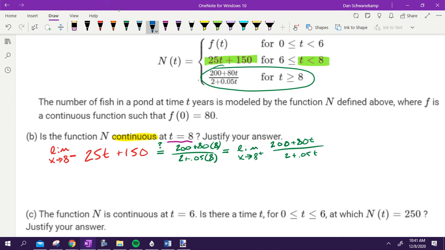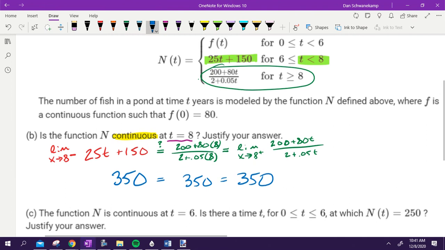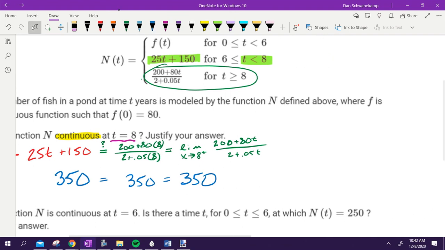How do I find the limit from the left? Plug in. I take 8, I plug it in. 25 times 8 is 200. 200 plus 150 is 350. Anybody plug 8 into that other equation? Guess what you get? 350. And if that's 350, I know that's 350. All three of them are equal to each other. Boom. Are we continuous? Yes or no? Yeah, I'm continuous. I'm just going to state that now. Okay? Am I continuous? Yes.